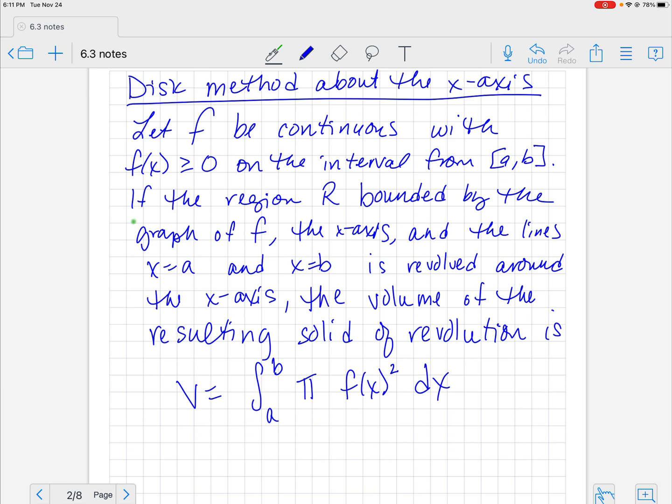That is why if my region is bounded by the graph of f, so this is my output that's positive, the x-axis, because we know it's not below there, and the lines x equals A and B, because that's where we're starting and stopping, is revolved around the x-axis, then the volume of the resulting solid of revolution is given by this integral.